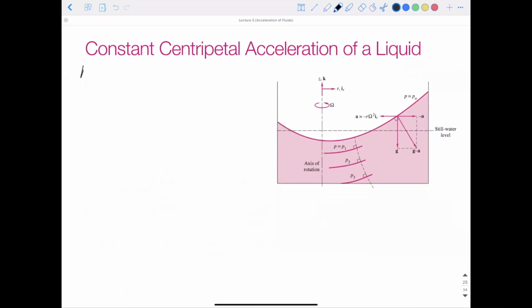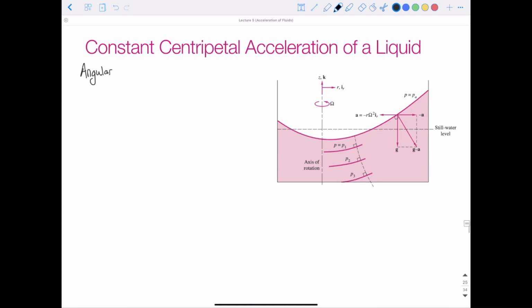So we said that angular velocity omega is just equal to some magnitude omega times k hat. And we said our radial position r is just equal to some magnitude r times i hat r, or IR hat, which is just the unit vector in the radial direction.